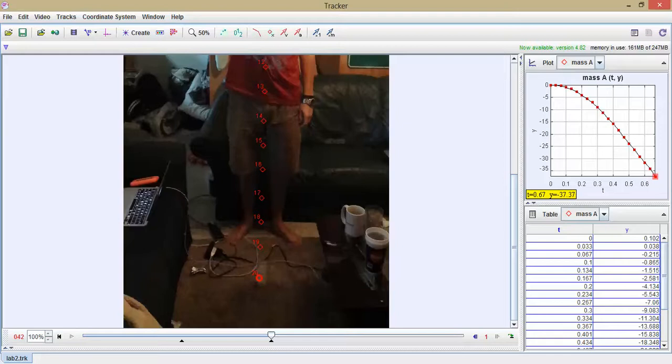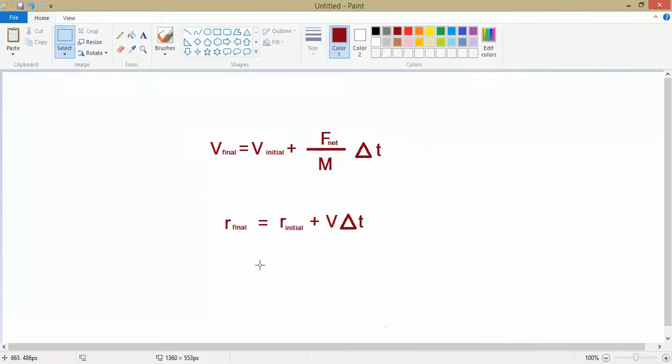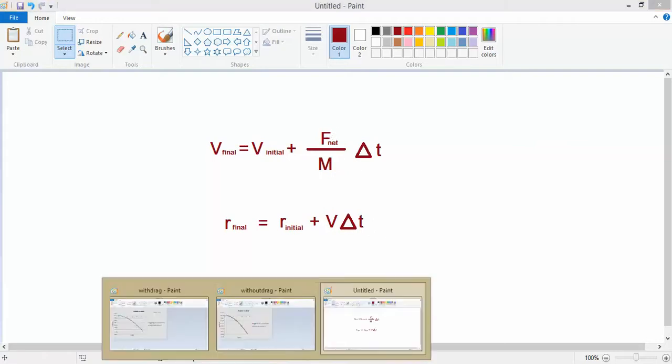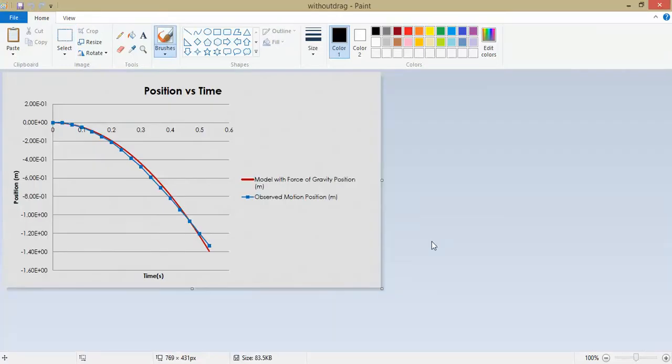So what I did was I was using this formula, the top one, to determine the velocity, and then using that velocity to determine the change in position. So F net up here, at first I modeled just as gravity times mass, and as you can see towards the end here, it starts going faster than the observed data and ends up in a position lower than where the observed data ends up.